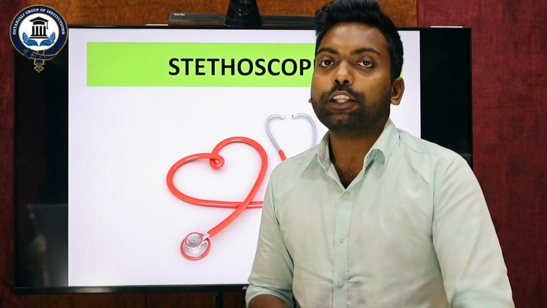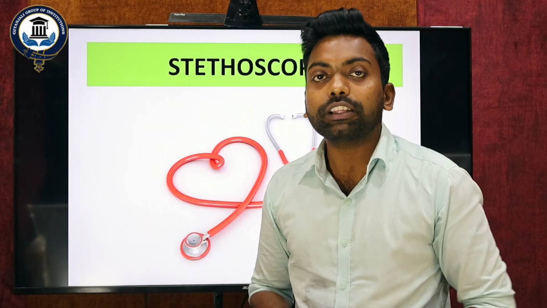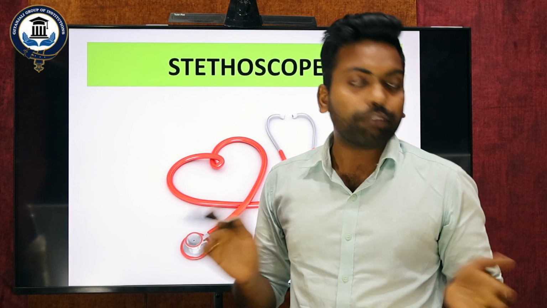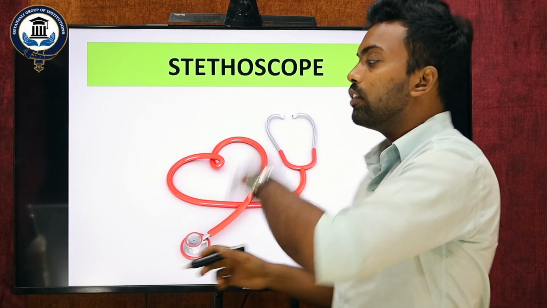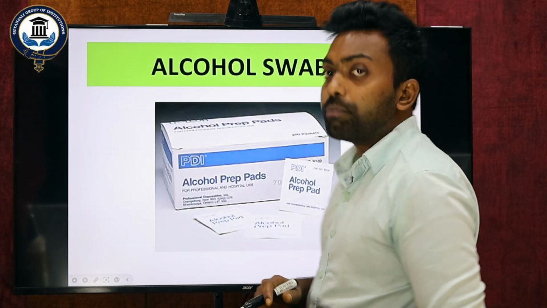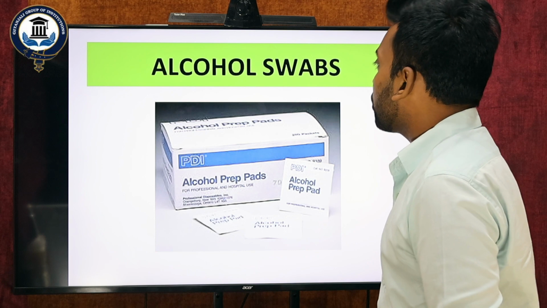As we know, two kinds of methods are there for checking blood pressure. The first one is the manual method where we can do palpation of the pulse, and the second one is called auscultation. With the help of a stethoscope we can auscultate and hear the sound of the pulse. By that we can understand exactly how much the blood pressure is. So that is the second article for blood pressure measurement. And the next one is the alcohol swab.